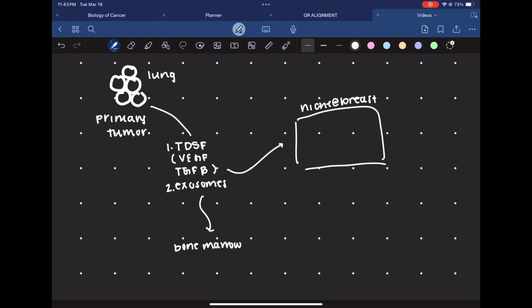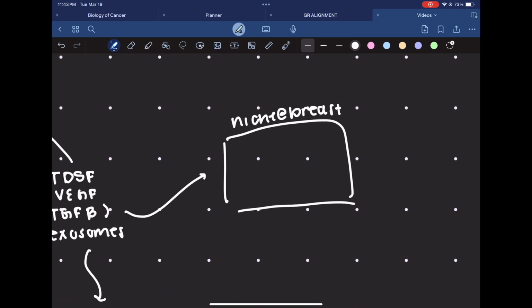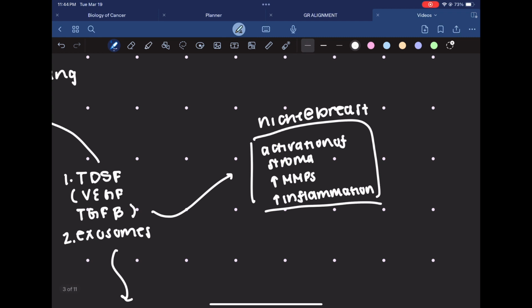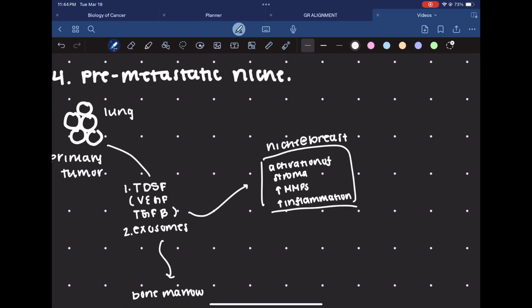Now, in our pre-metastatic niche, receiving these factors is going to lead to the activation of the stroma. We increase the release of MMPs, and we're going to increase inflammation. So that's going to be the impact of these initial factors that are being released by the cancer cell.